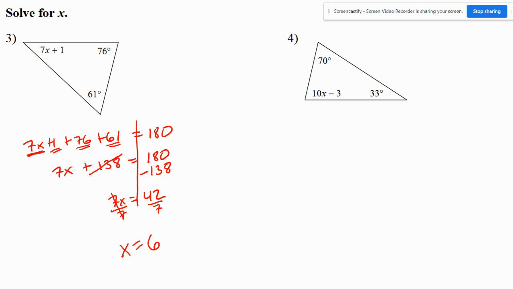When you type in my work or my homework, do not type in x equals 6. All I'm asking is just for you to type 6.